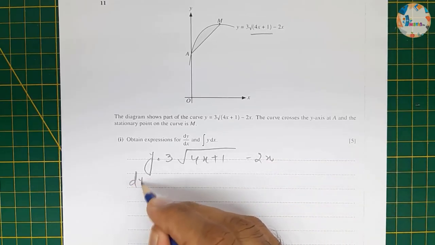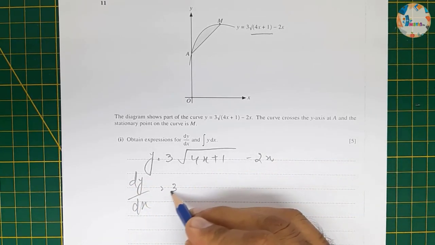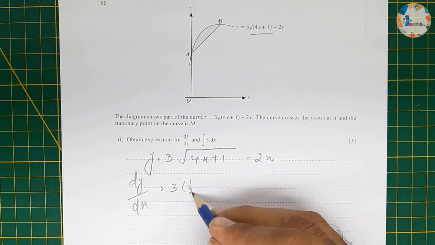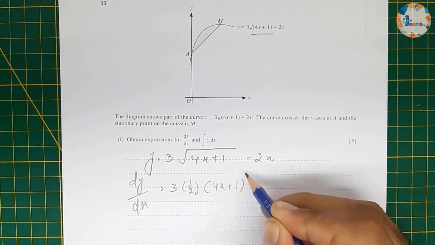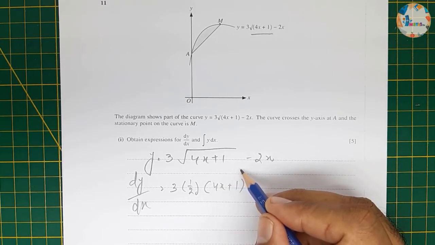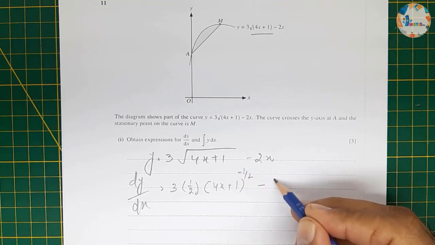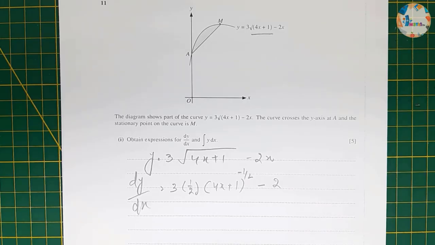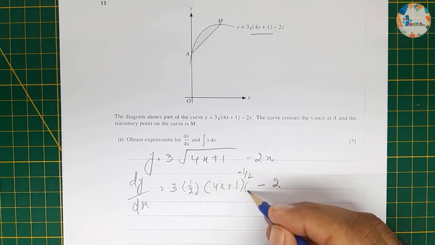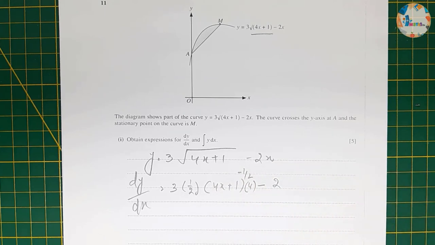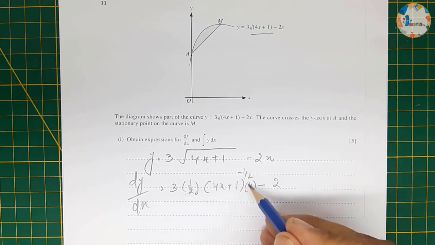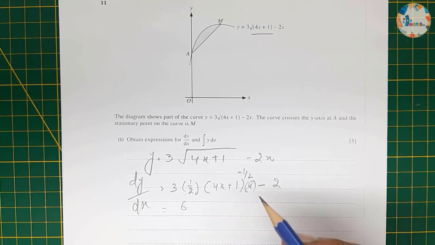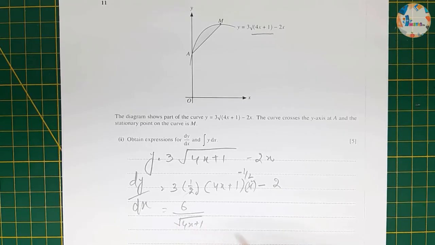Now we have to find the derivative. dy by dx will be equal to 3, and this will be power 1 by 2, so the power is pulled first, so 1 by 2 into 4x plus 1 raised to the power 1 by 2 minus 1, so it will be minus 1 by 2, and the derivative of this one will be minus 2. But we missed the derivative of the inner part, which is 4, so we'll write 4 here as well. Now we can cancel this 2 with this 4, so 2 will be multiplied by 3, so we'll get 6 here. So 6 over the root of 4x plus 1, and minus 2 over here, and this will be the derivative which we have found.